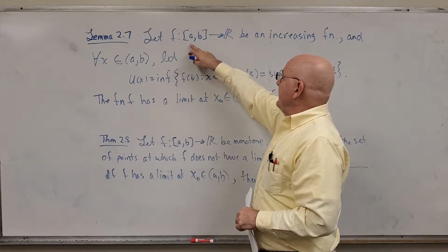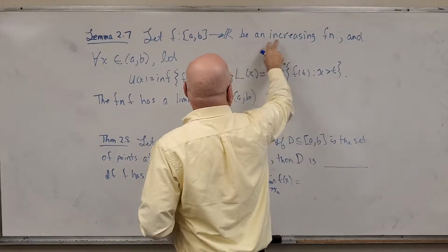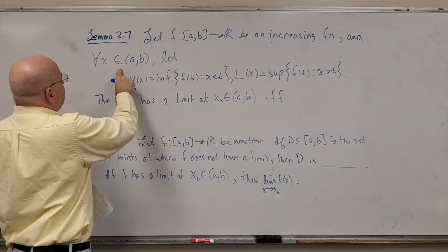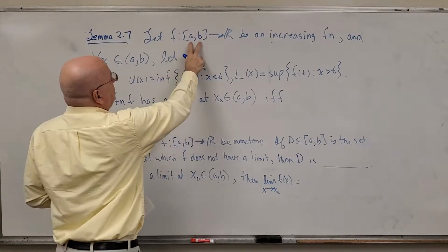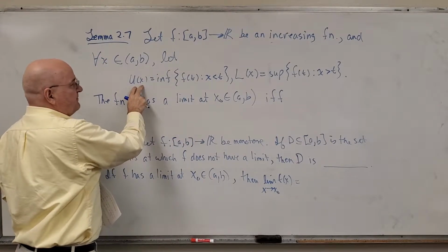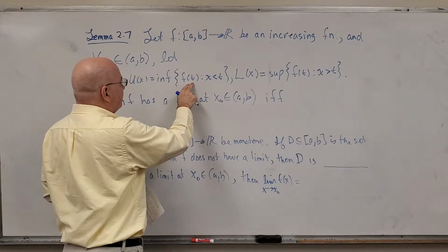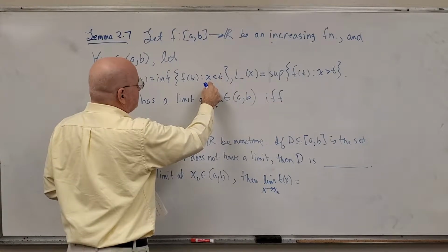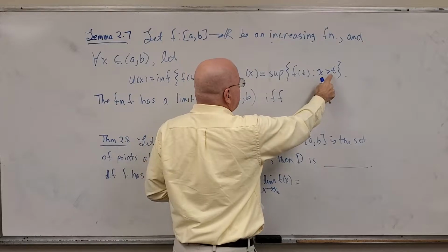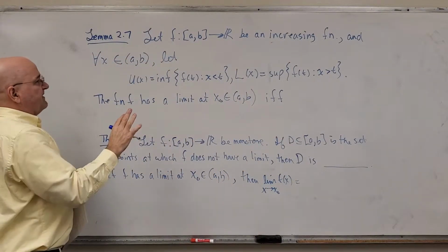If we take a function f that goes from the closed interval from a to b into R, and let's call it an increasing function, and for every x in the open interval, so just leaving off the endpoints of a, b, let U of x be defined as we did just a few minutes ago. The infimum of the f of t's, the values of the function, when t is bigger than x. And L of x is the supremum of the f of t's when t is less than x. All right, that's the setup.